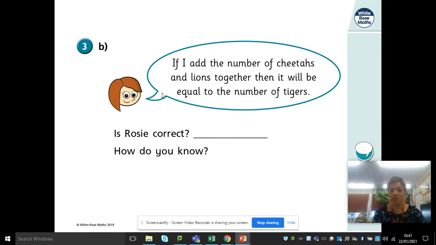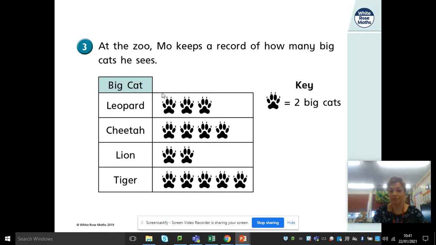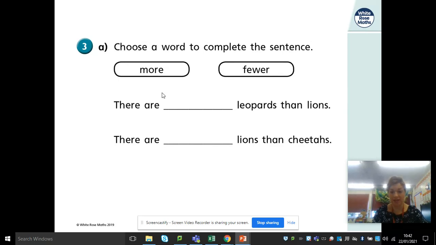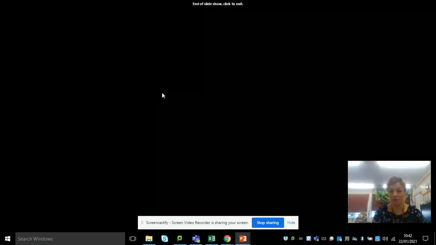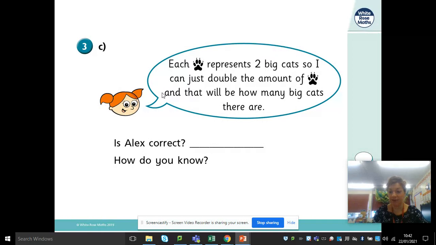If I add the number of cheetahs and lions together, then it will be equal to the number of tigers. Is Rosie correct? Okay, so you've got to go back to your pictogram. And then you need to decide what you think. Is she correct and how do you know? And then you've got another problem there with Alex. And again, you need to work out if she is correct, and then you need to explain how you know that information. Okay, so that is the activity for today.